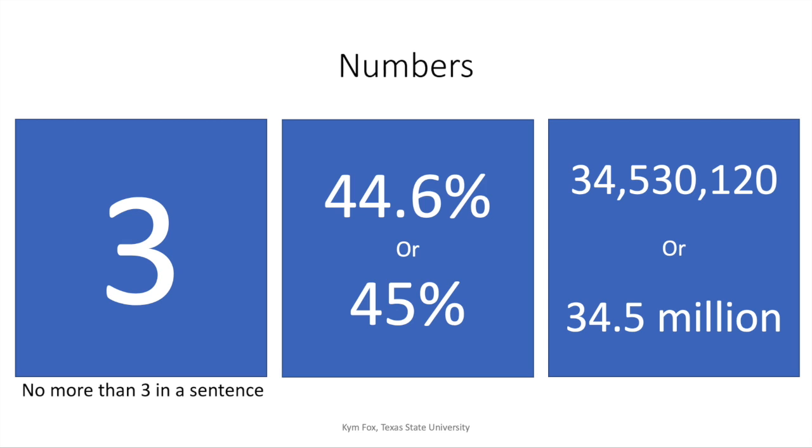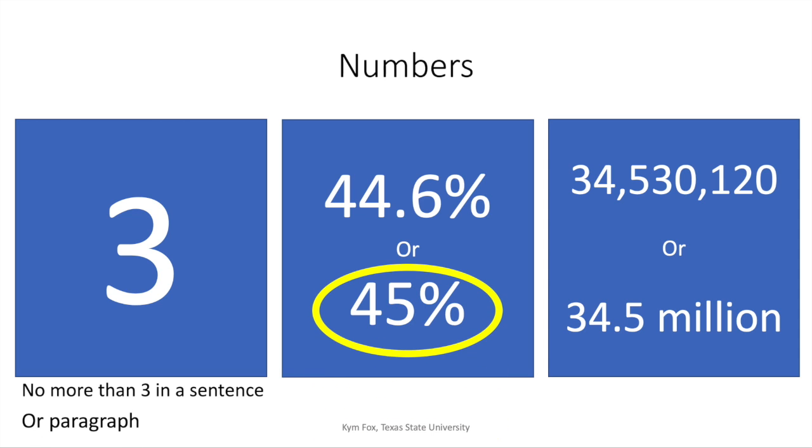Three. That's what we really like. No more than three numbers in a sentence. Really, no more than three numbers in a paragraph. Keep it simple, right? So keep the numbers to a minimum in the writing, and let the numbers really speak in detail in the visualization. And are we going to use 44.6% or 45%? Generally, we're going to say 45%. We're going to round that.